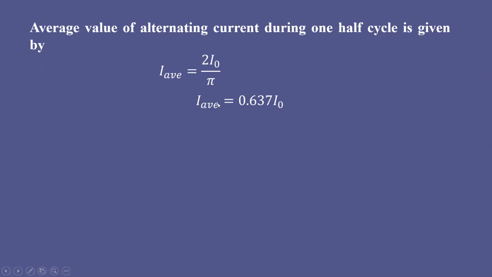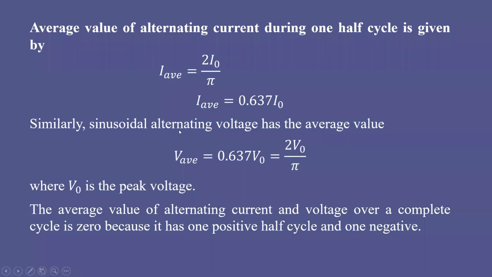So the average value of AC is equal to 0.637 times the maximum current. Okay, so the maximum current is observed twice in one cycle. Similarly, the sinusoidal alternating voltage has the average value V average equal to 0.637 of V naught, that is equal to 2 V naught by pi. So that is the average value of AC, where V naught and I naught are the peak voltage and peak current respectively.